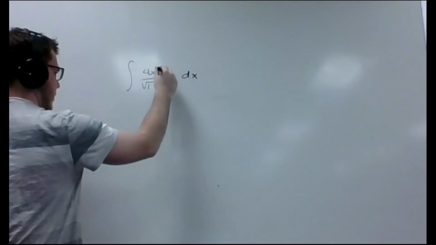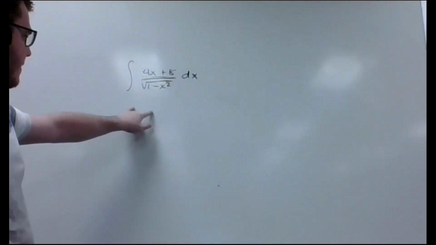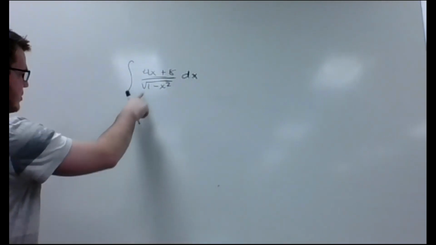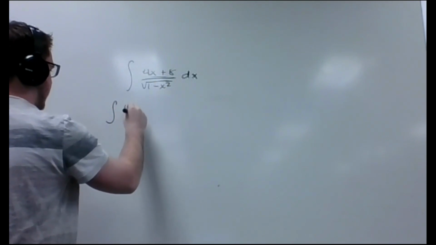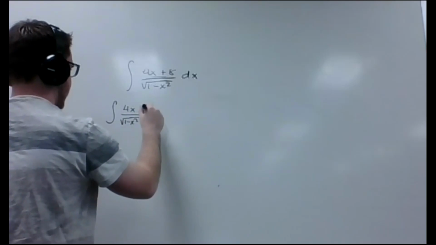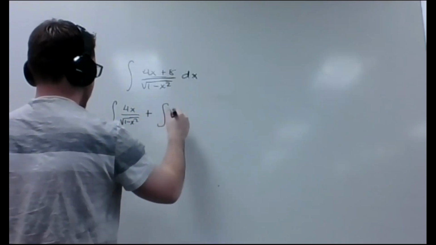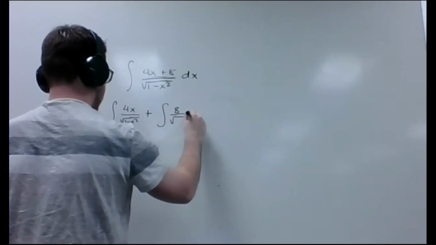I think this is plus 8. I don't know, I may have changed it. But to solve this problem, we're basically just going to separate this into two parts. We're going to use some more algebra stuff. We're going to say 4x over, and then we're going to have plus the integral of 8 over the same thing.